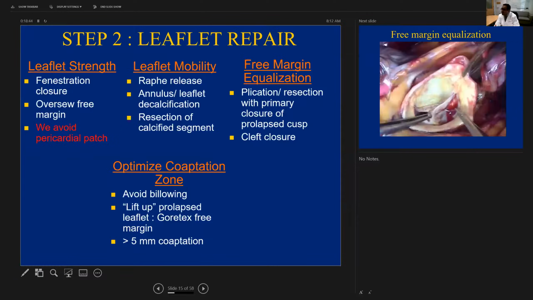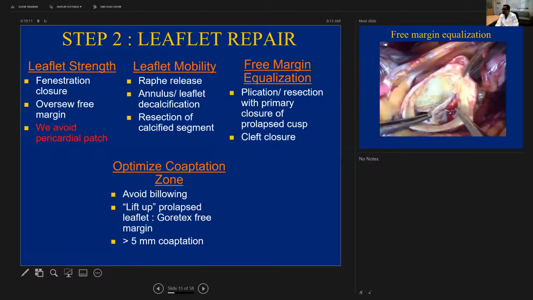So for leaflet repair, the aspects to look for is leaflet strength. If there's issues with strength like fenestrations, can you close it and get away? Can you oversew the free margin? For leaflet mobility, can you increase mobility of the leaflet by releasing the conjoint cusp raphe? Can you decalcify the annulus or the leaflet and improve mobility? And can you just resect a calcified segment and see what happens? And if you improve mobility with that, then you can move forward.